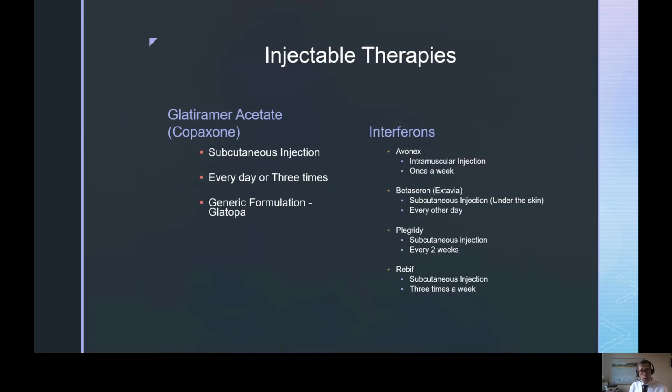These medications have been around the longest, including glatiramer acetate, which is Copaxone, and then we have several medications which are called interferons: Avonex, Betaseron, Rebif, and Plegridy. Again, Betaseron was the first medication approved for the relapsing forms of MS, which was in 1993.